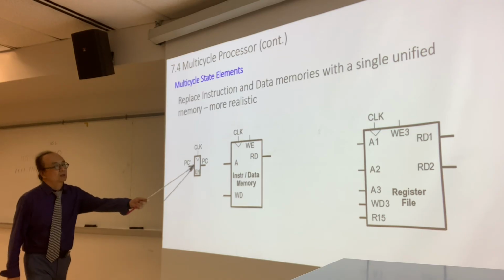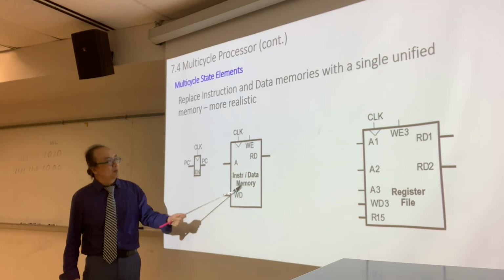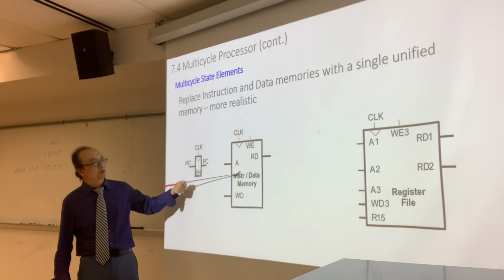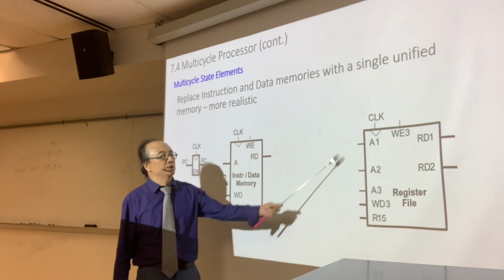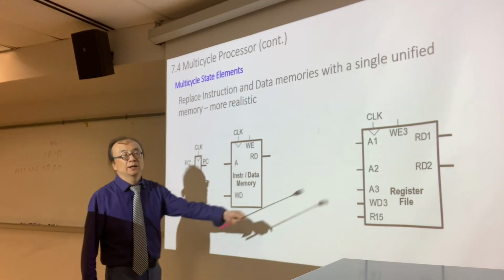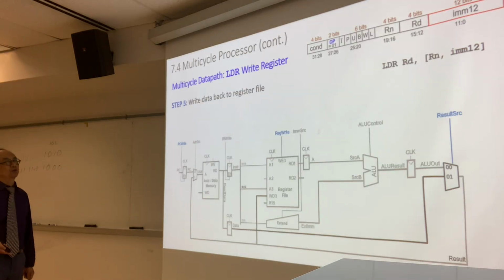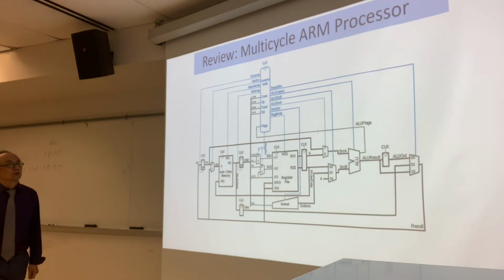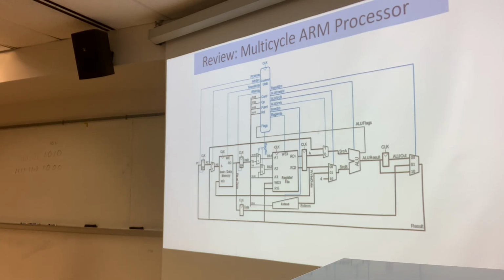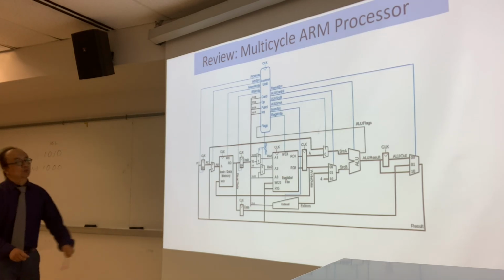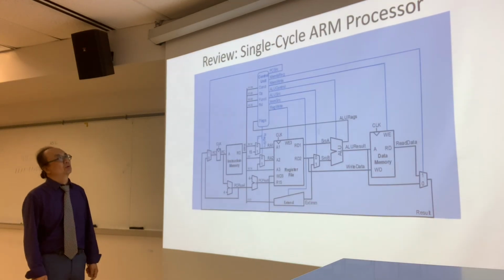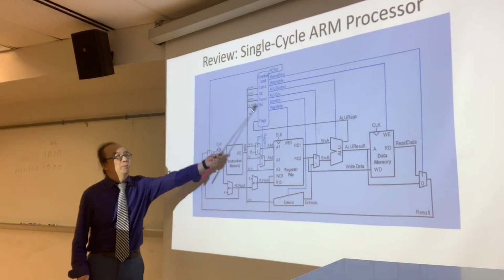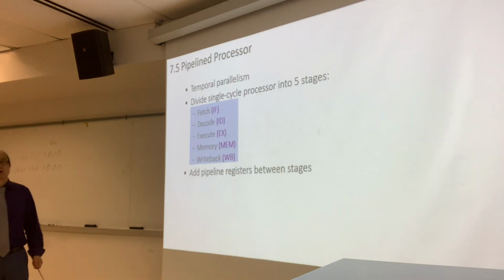So here's the clock. It's the same as what we had, but this time we have an instruction memory and data memory. We put them together. And then the register file, we're going to put it last. And if we put them together, it looks like this. We just look at the multi-cycle. So when you put them all together, the multi-cycle data path looks like this. And then we look at the single cycle. Based on this single cycle, we're going to put in the pipelining.